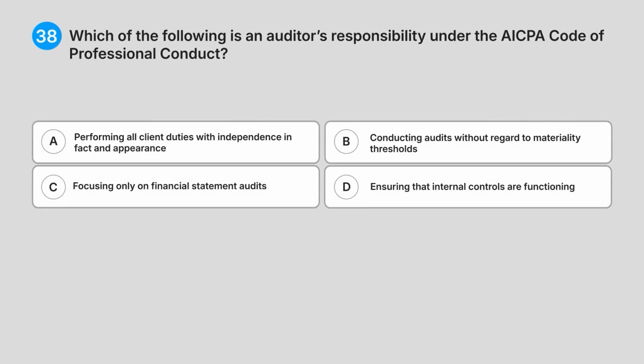(38) Which of the following is an auditor's responsibility under the AICPA Code of Professional Conduct? A. Performing all client duties with independence in fact and appearance. B. Conducting audits without regard to materiality thresholds. C. Focusing only on financial statement audits. D. Ensuring that internal controls are functioning.